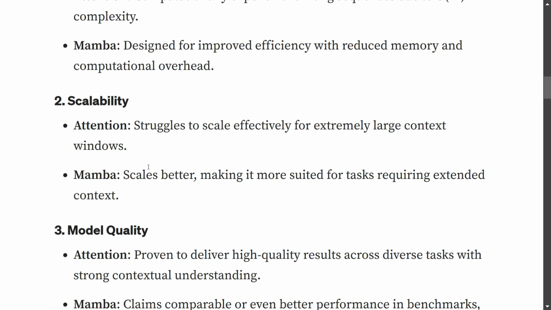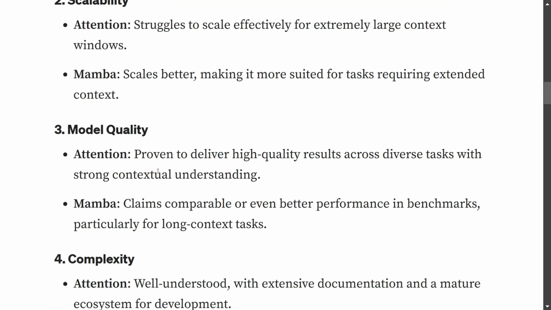Model quality. Attention has been widely used and proven to deliver high quality results. Right now, 80% of the models are using attention, so attention is a clear winner here. If you are looking for the golden standard of results, I think attention is still the winner. Mamba is coming up slowly, and it has tried to meet the benchmark set by the attention mechanism, but I think it's still a long way to go because it hasn't been explored that much.